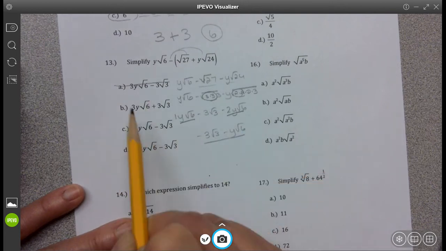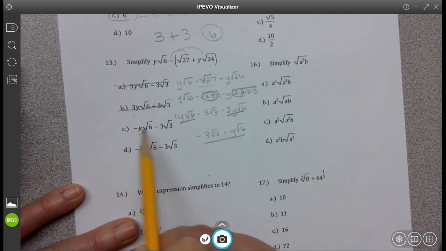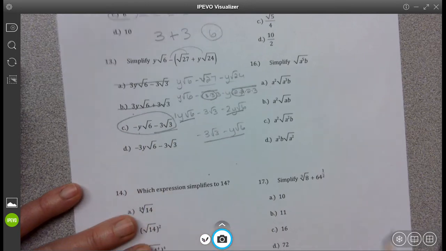It's not the first one. I don't see a 3 fourth root, a negative fourth root, and a negative 3. Yep, it didn't matter the order.